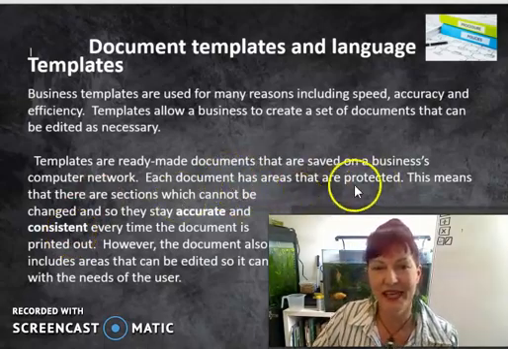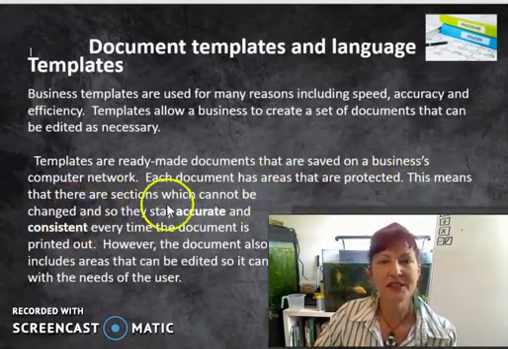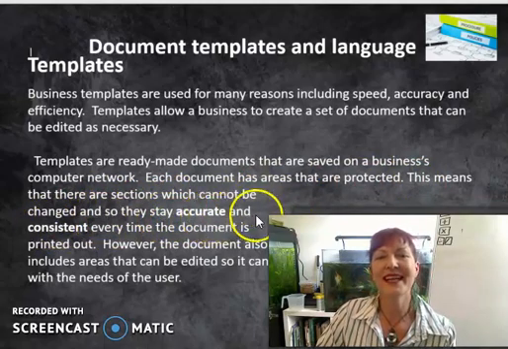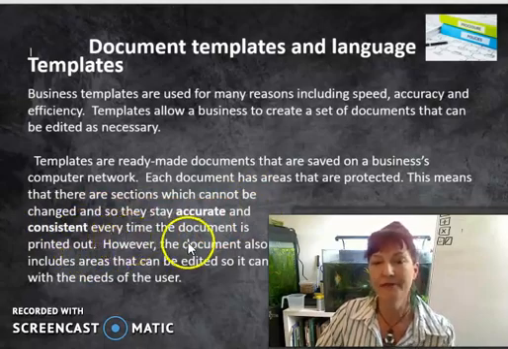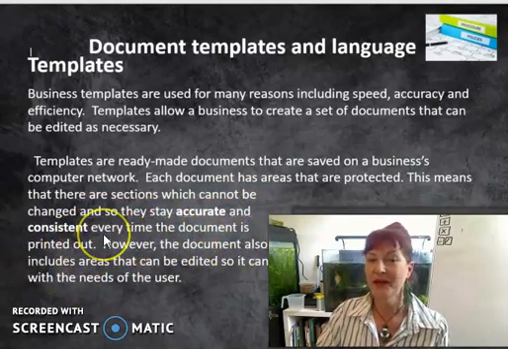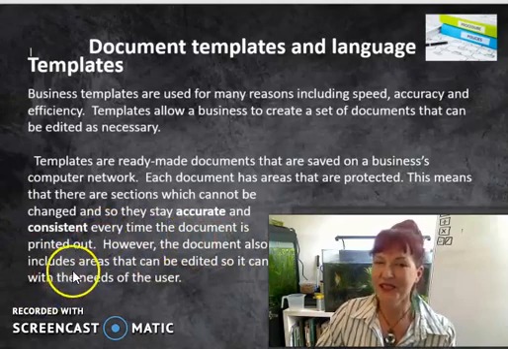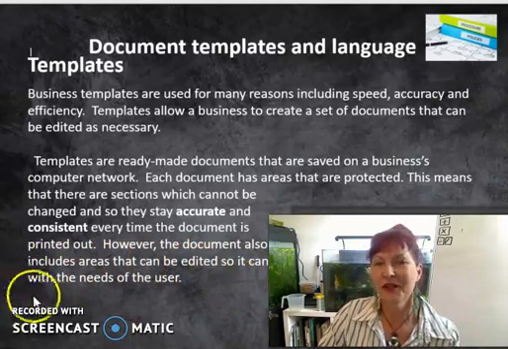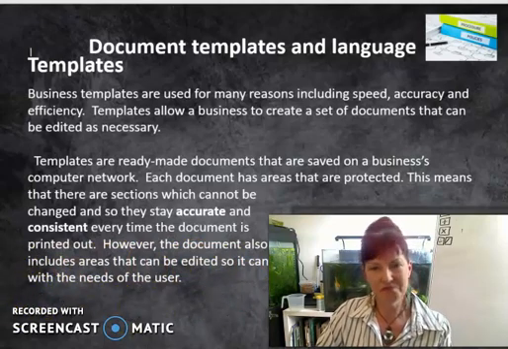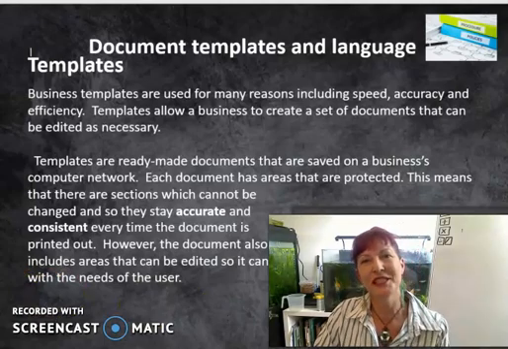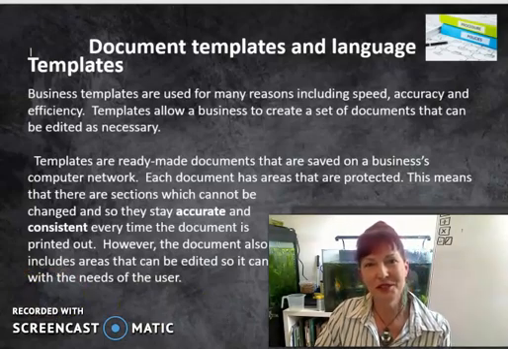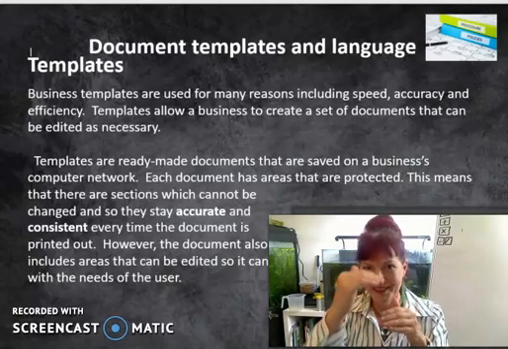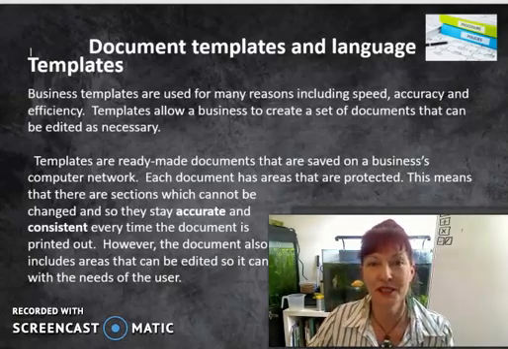Each document has areas that are protected. This means that there are sections which cannot be changed, and so they stay accurate and consistent every time the document is printed out. However, the document can also include areas that can be edited or changed, so it can fit with the needs of the user. Depends on the organisation that you're working for. Sometimes documents come in pads. Sometimes they come with that special paper, so you write on the top one and it produces a copy underneath.